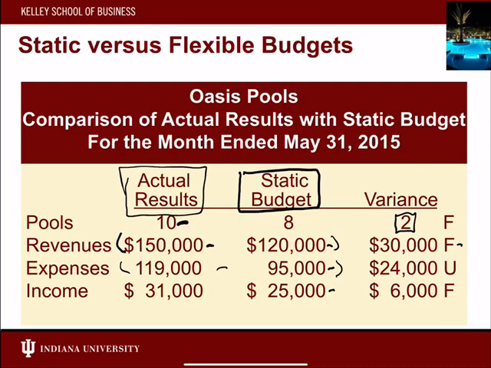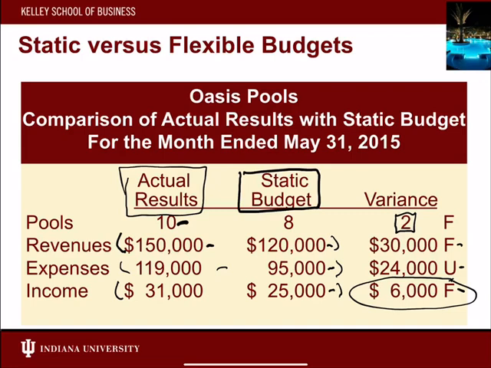Expenses were $24,000 higher than planned. So that's an unfavorable variance. And income was $6,000 higher, so that is a favorable variance. So overall, our income statement would show a $6,000 favorable variance.